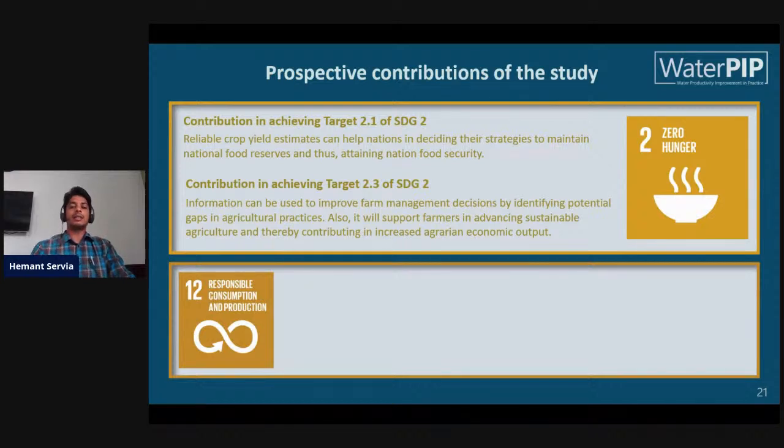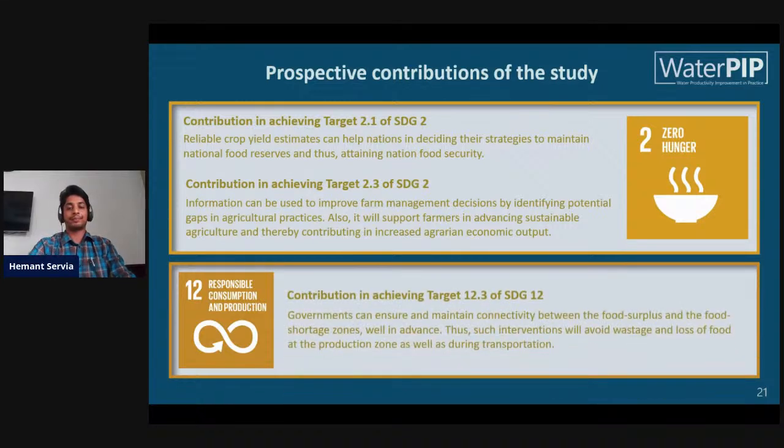And then the other SDG is SDG 12, whose target 12.3 is to reduce per capita food wastage by 50%. Since the estimates can buy time for the governments in ensuring supply chains between the food surplus and food shortage zones, such interventions will not only avoid wastage of food at its place of production, but will also avoid its loss during transportation activities.